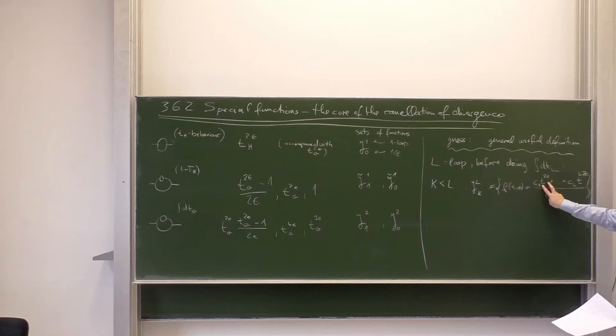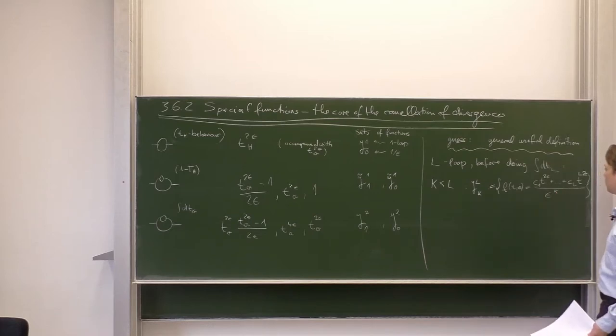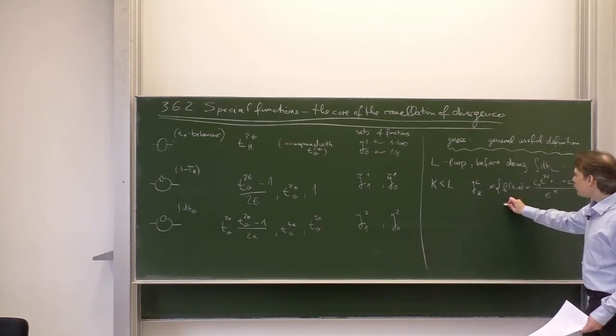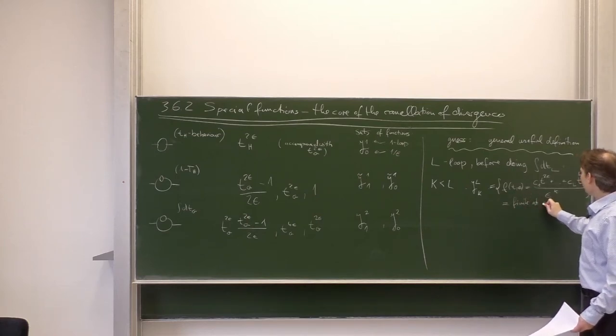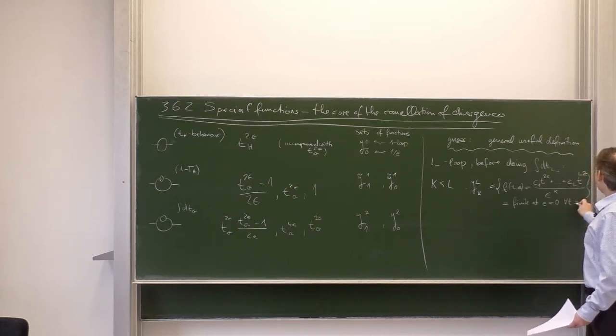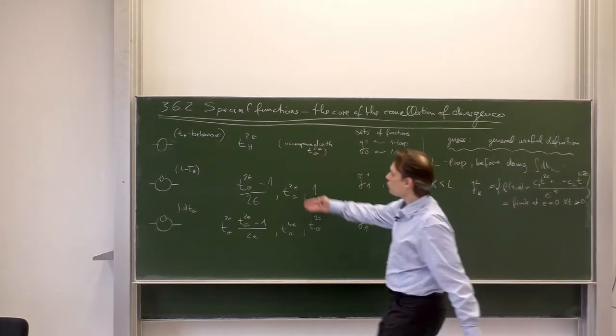So it's a polynomial in t to the 2 epsilon where there is no constant term, but the smallest term is exactly t to the 2 epsilon. And then it goes up to t to the 2 epsilon to the power of loops. And in the denominator, we have just this epsilon to the k. And the requirement is that this function is finite at epsilon equals 0 for all t bigger or equal than 0. This is the case for all these functions.